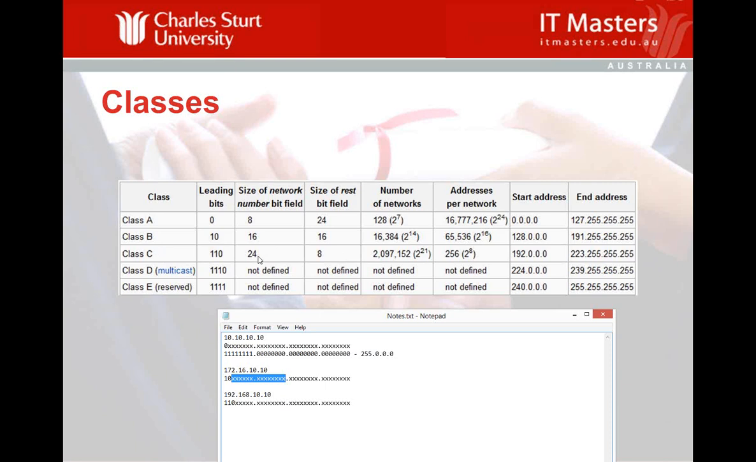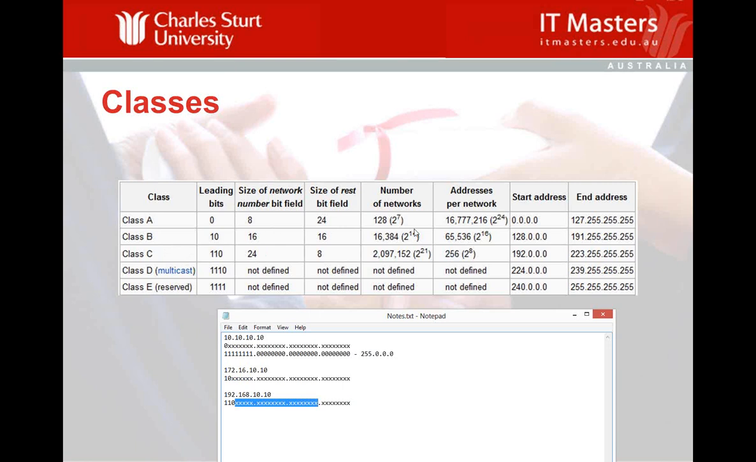Same with Class C, but in this case we're moving the subnet boundary further along. So we use 24 bits here, but remember the first three bits are always 110. We can't change that, so we only get to manipulate the last 21. But again, with the binary number system, 2 to the 21 gives us nearly 2 million networks with 256 addresses in each address space.